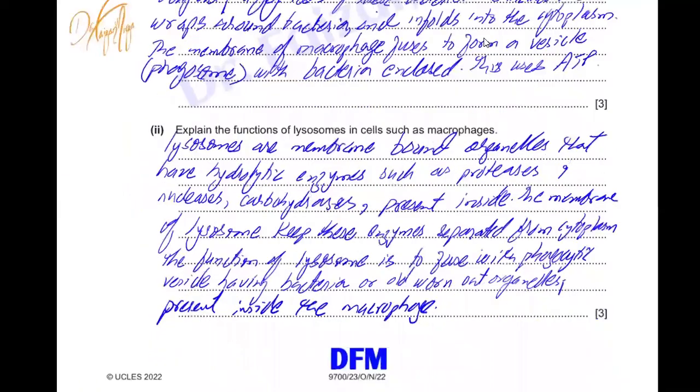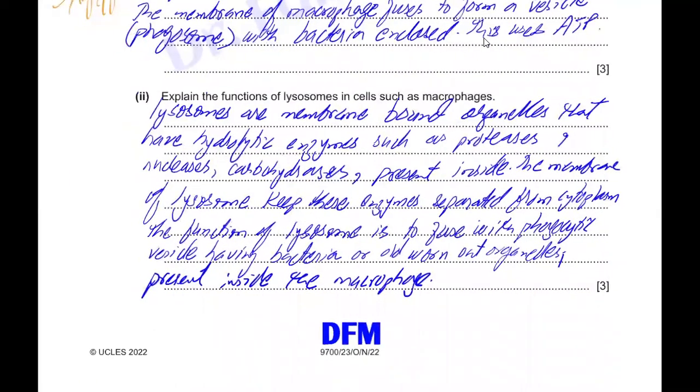This is the description for this question. Explain the function of lysosomes in cells such as macrophages. Lysosomes are membrane-bound organelles that have hydrolytic enzymes such as proteases, nucleases, hydrocarbohydrases present inside. The membrane of the lysosome keeps these enzymes separated from the cytoplasm.